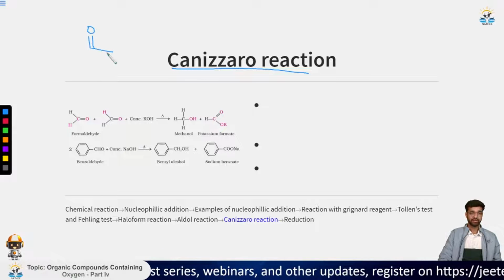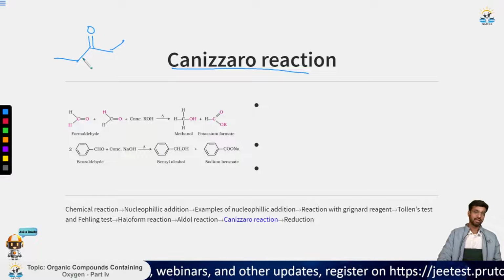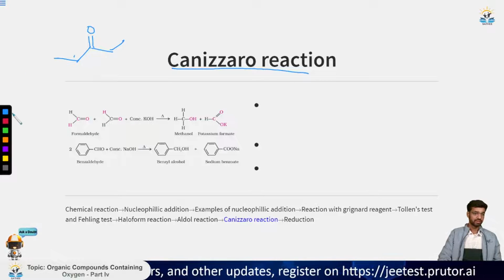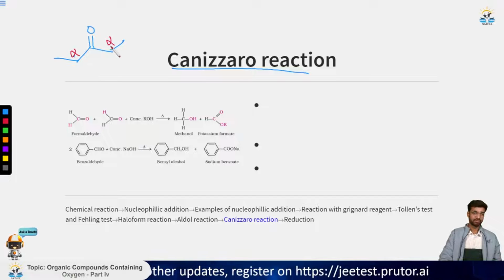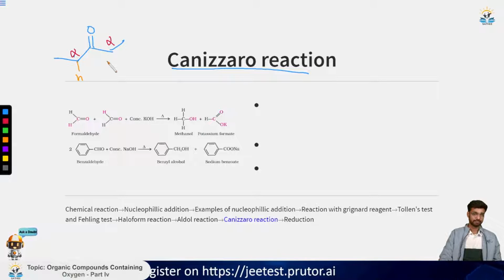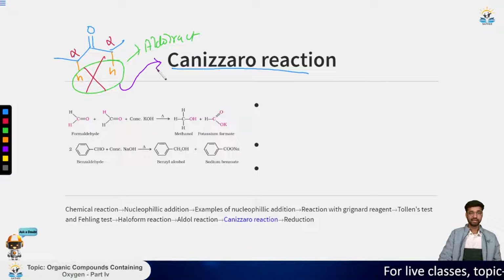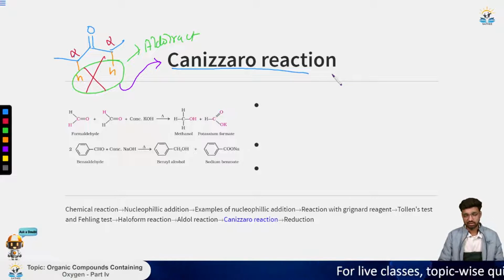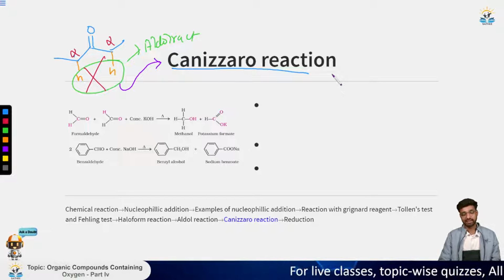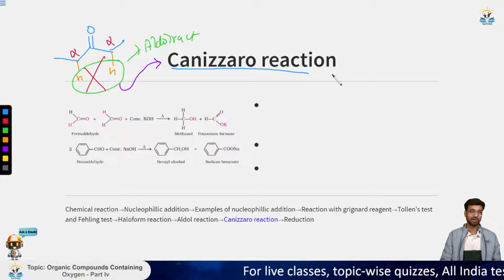Suppose this is the carbonyl center we are having, and this is the carbon that we are having here. So this position is called the alpha position. So both of these are alpha. Now if there is a hydrogen at this alpha position, then in that case we will have the aldol reaction. And if no alpha hydrogen is present, then in that case the Cannizzaro reaction will take place. So this is the main criterion for deciding whether aldol will take place or whether Cannizzaro will take place.